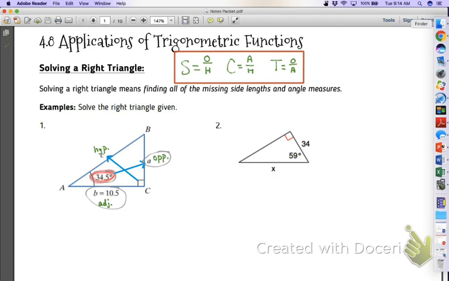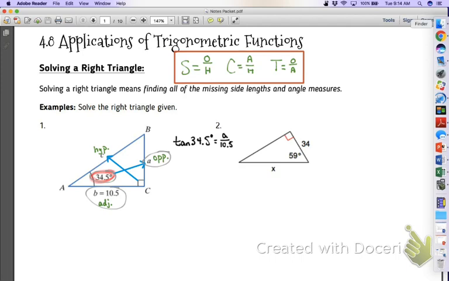So which trig function am I going to use for the opposite and the adjacent side? Am I going to use sine, cosine, or tangent? I'm going to use tangent. So I'm going to have tangent of 34.5 degrees equal to opposite, which is A, over adjacent, which is 10.5. I need to solve for A.